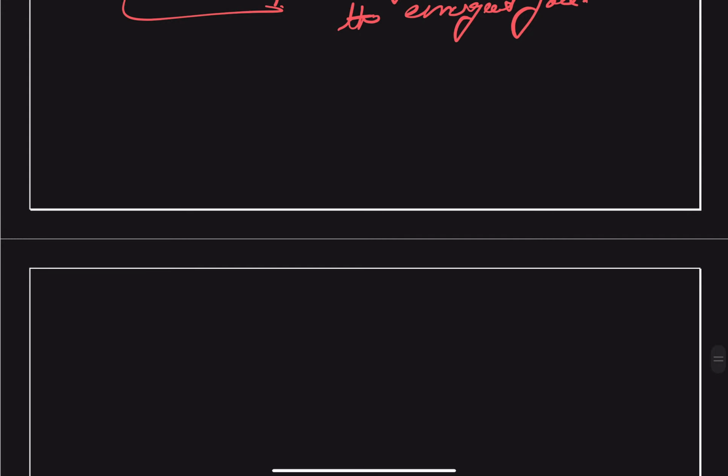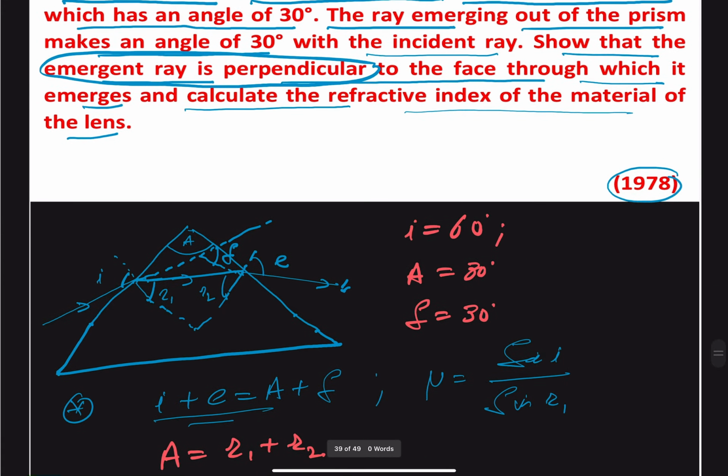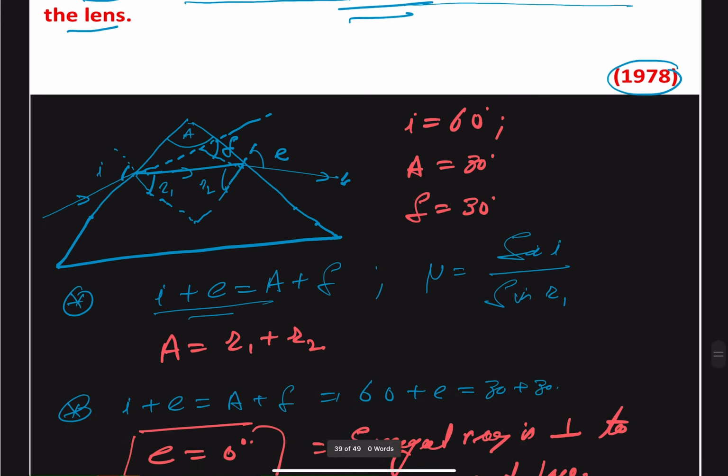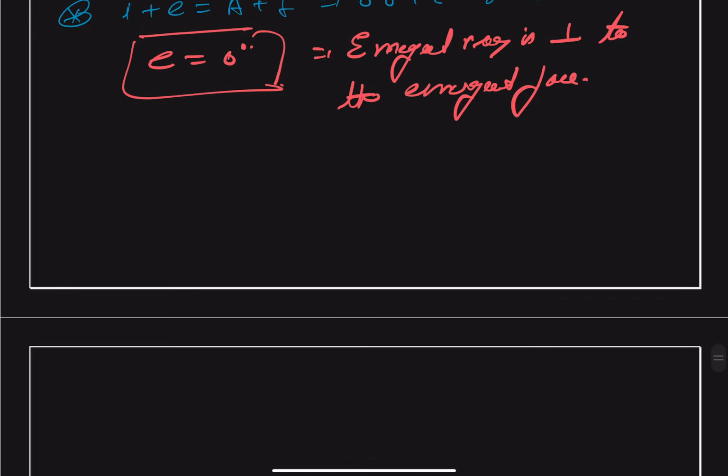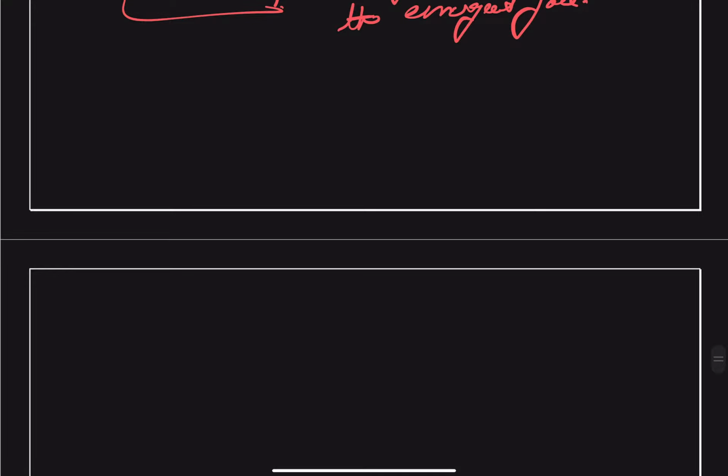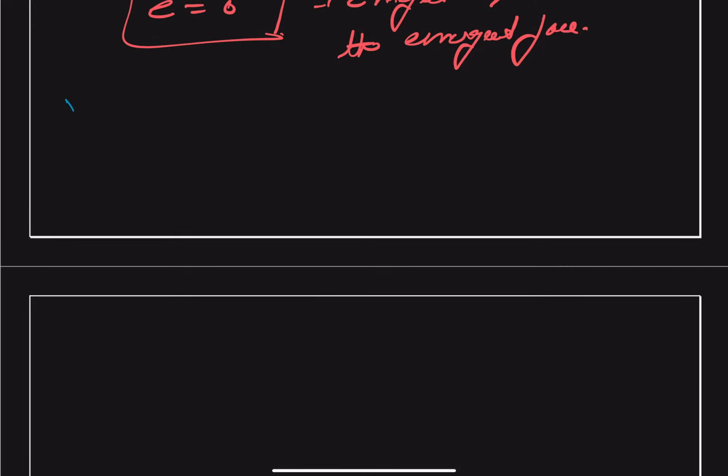And what else do we have to find out? We have to find the refractive index also. For the refractive index, we should know what R1 is. Since the emergent angle is equal to 0, the interior angle R2 will also be equal to 0. And this gives us that A, which is equal to R1 plus R2, means R1 is equal to A, which is 30 degrees.